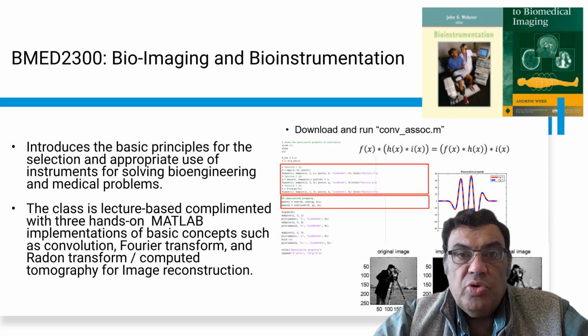The course uses two main textbooks. The instrumentation portion uses Bioinstrumentation by John Webster, while the imaging portion uses Introduction to Biomedical Imaging by Andrew Webb. Although the course is mainly lecture-based, it is complemented by 3 hands-on MATLAB sessions. These sessions help students explore convolution, Fourier transforms, and CT image reconstruction using the Radon transform. This hands-on component is important because students can see how mathematical concepts become computational imaging operations.